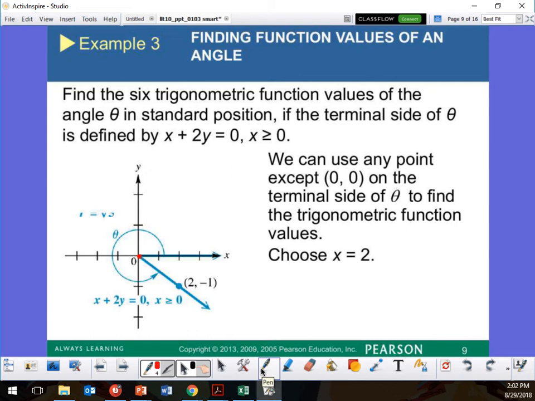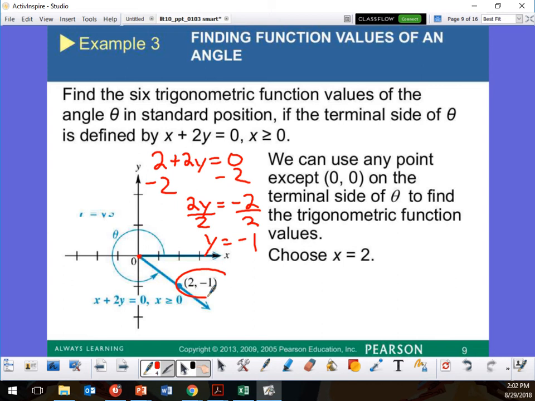All right, there we go. So we're going to choose 2. Once we choose 2, that means that we went with 2 plus 2y equals 0. And I need to solve for y, right? I need to get my other point. So minus 2 from both sides. So 2y is negative 2. Divide by 2, right? Y is negative 1. That's what we have down here. Most problems are not going to give you both x and y. You have to find one or the other.